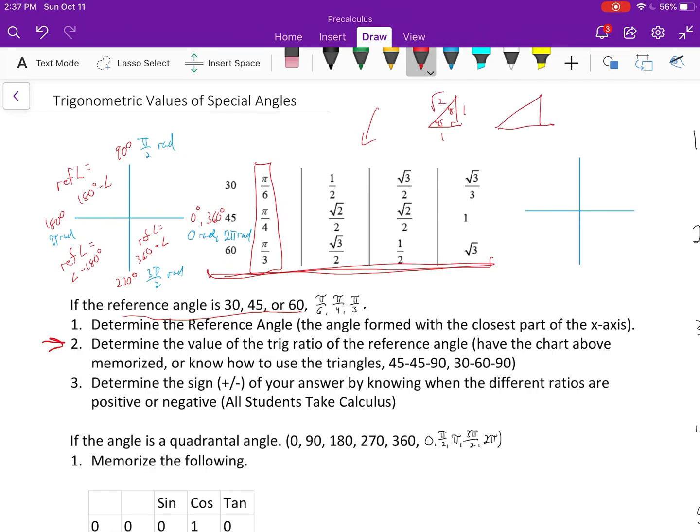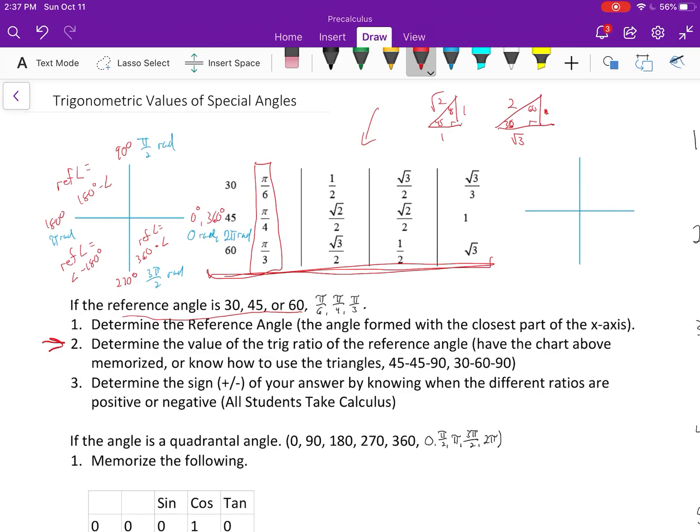And if we're dealing with the 30, 60, 90, this side would be 1, this would be 2, and this would be root 3. Make sure you have them across from the right thing. So 30 degrees across from that is 1, across from the right angle is 2, and across from the 60-degree angle is root 3. So one of the two things, you either need to know the triangles and be able to use those to find the trig ratios, or just have this chart memorized. I actually think it's easier in the long run to just have this portion of the chart memorized.